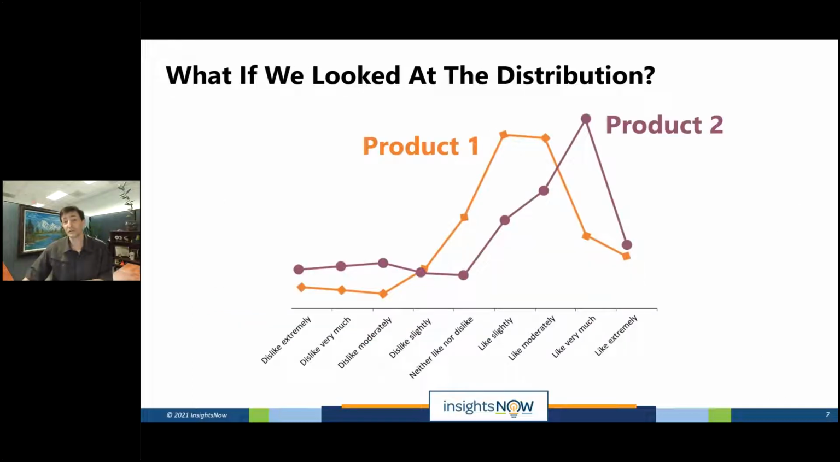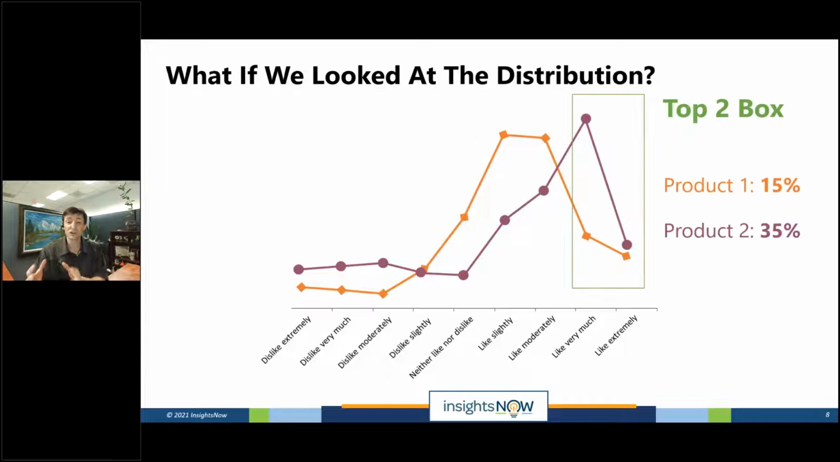And if I looked at the distribution of these two products, you'll notice that product one follows a pretty typical normal distribution, but product two is a little bit, just a little bit bimodal here. There's a group of people that are on the like very much, like extremely side, and there's another group of people that's more on the dislike side.